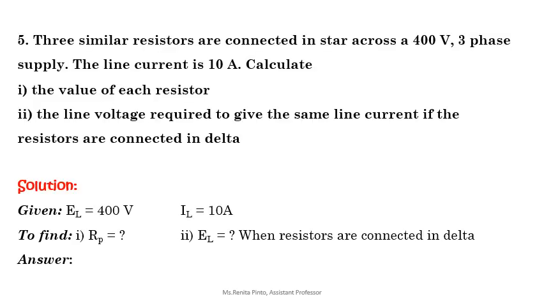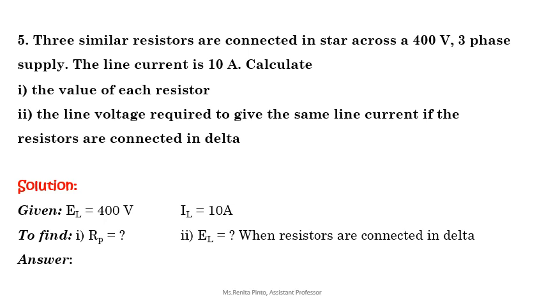Next, let us go to the fifth question. Three similar resistors are connected in star across a 400 volt three-phase supply. The line current is 10 amps. Calculate the value of each resistor, and the line voltage required to give the same line current if the resistors are connected in delta. So what they have said is, three similar resistors are present and which are connected in star. So they have given you line current is 10 amps, line voltage is 400 volts. Now you have to calculate what is the value of each resistor first. Then we will go to the next question.